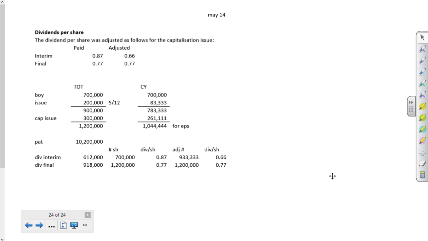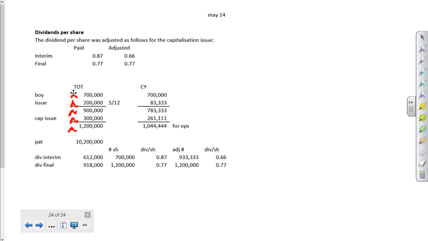The movement in the number of shares is the first thing that you need to be able to do. Beginning of year was 700. I had a share issue 7 months into the year, 200,000 shares. I then had 900, and then I did a 1 for 3 cap issue. 1 for every 3, so 300, total number of shares 1.2 million.